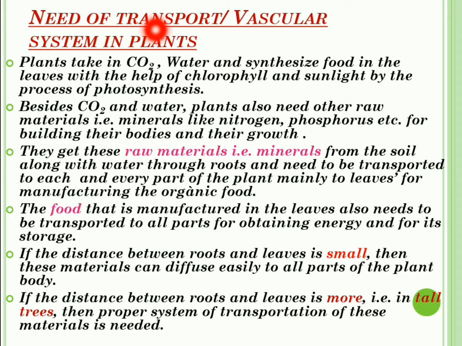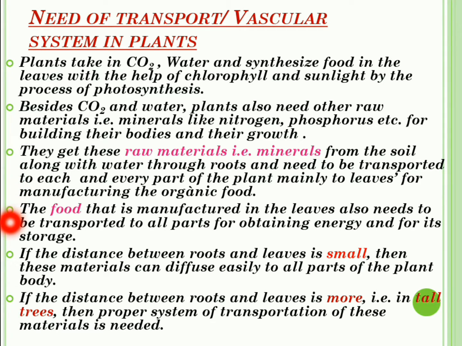What is the need of transport system or vascular system in plants? Students, we all know that plants take in carbon dioxide, water, and synthesize food in the leaves with the help of chlorophyll and sunlight by the process of photosynthesis. Besides carbon dioxide and water, plants also need other raw materials that are minerals like nitrogen, phosphorus, potassium, etc. for building up their bodies and for their growth. They get these all raw materials that are minerals in the form of micronutrients and macronutrients from the soil along with water through roots. And these minerals need to be transported to each and every part of the plant, mainly to leaves for manufacturing the organic food.